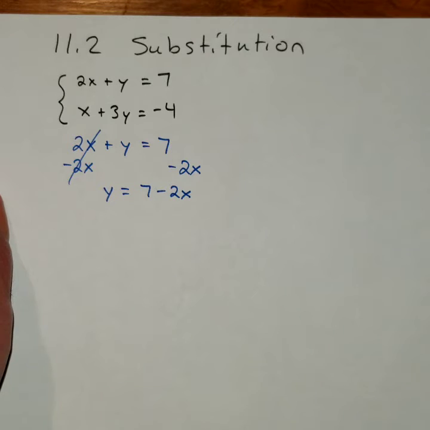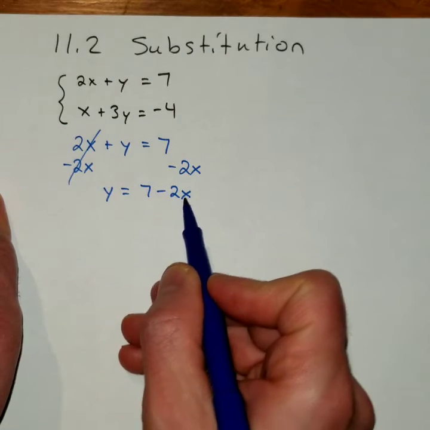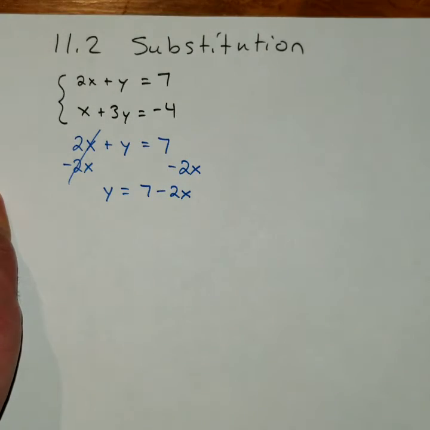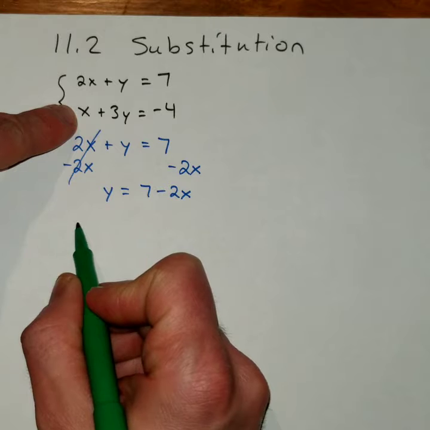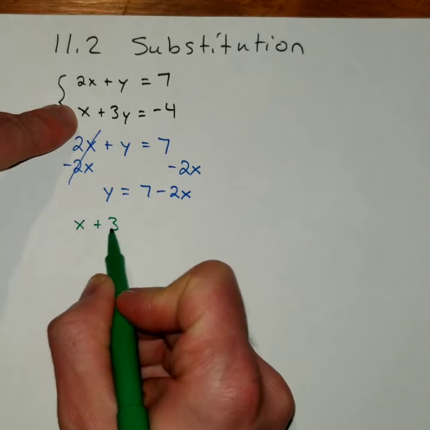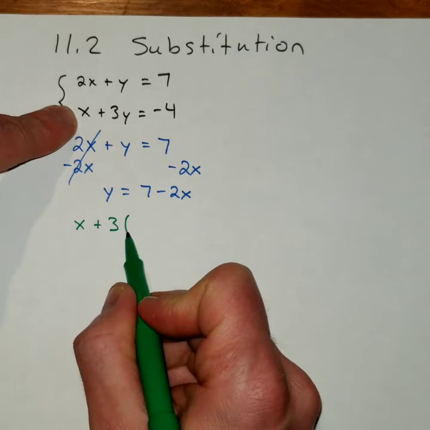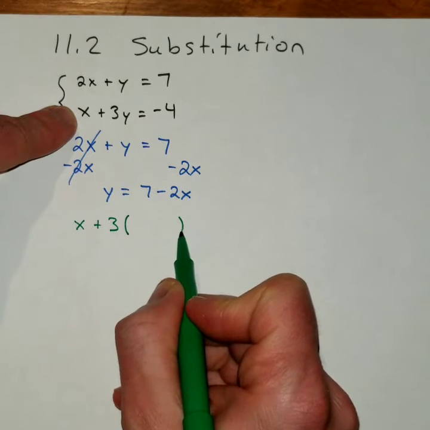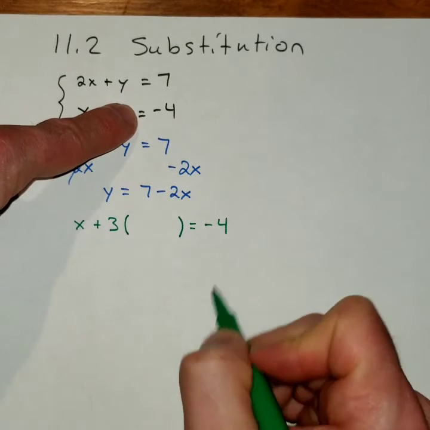Now the second step in solving these systems is to substitute the resulting expression into the other equation. And so that's what we're going to do here. We're going to take the second equation, which is x plus 3y, and the y is going to become this new expression. So I'm going to put a set of parentheses around it so you can see what's going on. It's equal to negative 4.